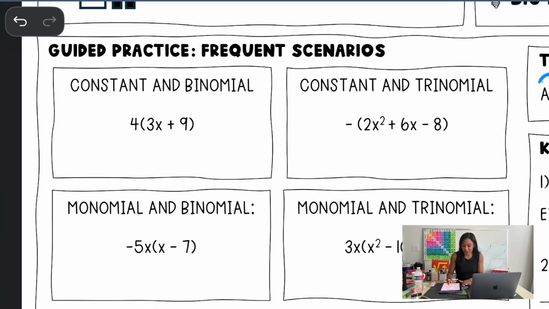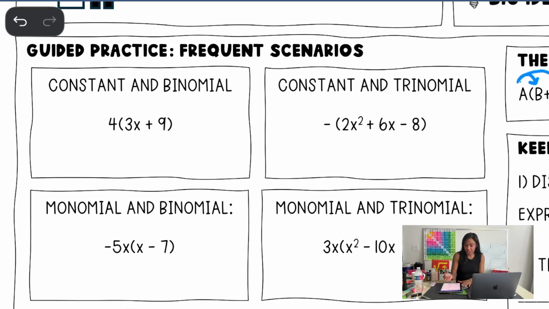All right. So our first scenario is going to be the scenario where we have a constant and a binomial. So the constant is 4. 4 is a number with no variable. And our binomial is an expression that has two terms that are not alike. So 3x is one of the terms and 9 is the other term. This is like the simplest, easiest case of the distributive property. So we'll continue to do it this way.